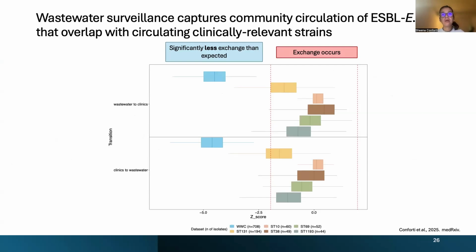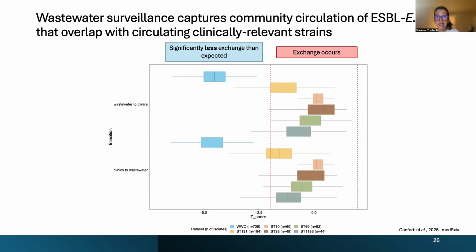We have in blue here these two box plots, which show the number of transitions of exchange based on this reconstruction among all clinical and wastewater isolates that we had. And we see that the number of transitions, so the exchange, is significantly less than what we expect. And this means that wastewater and clinics, in this regard, for all these bacteria, are actually two different compartments. And so this suggests that what we find in wastewater is not really circulating into the clinics.